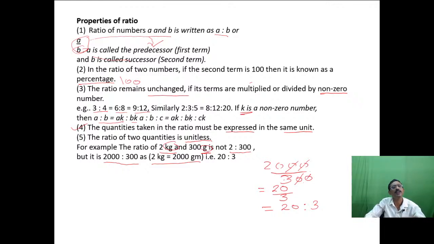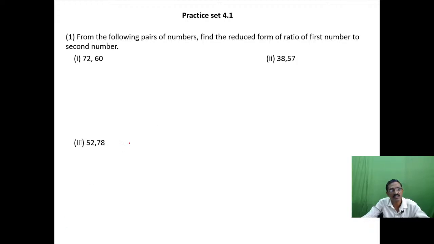So very important here is property number 4, which tells us that the quantities taken in the ratio must be expressed in the same unit. As we move on to the next slide, let us see our practice set 4.1. Let us start with the practice set 4.1.